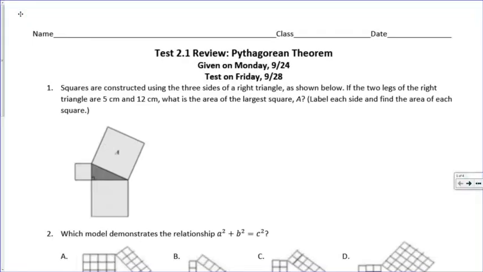Test Review 2.1, Pythagorean Theorem. Like last time, we're going to go through a few of the examples. You can look up the rest of it on the key on Canvas. So the first one we're going to talk about is number 1.